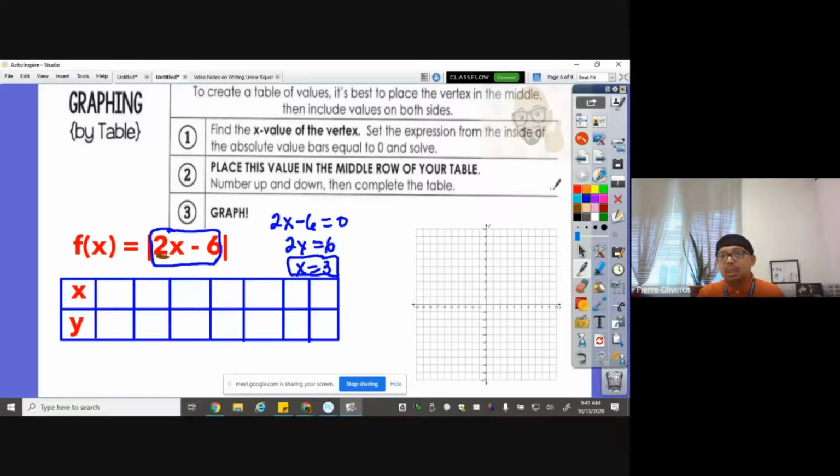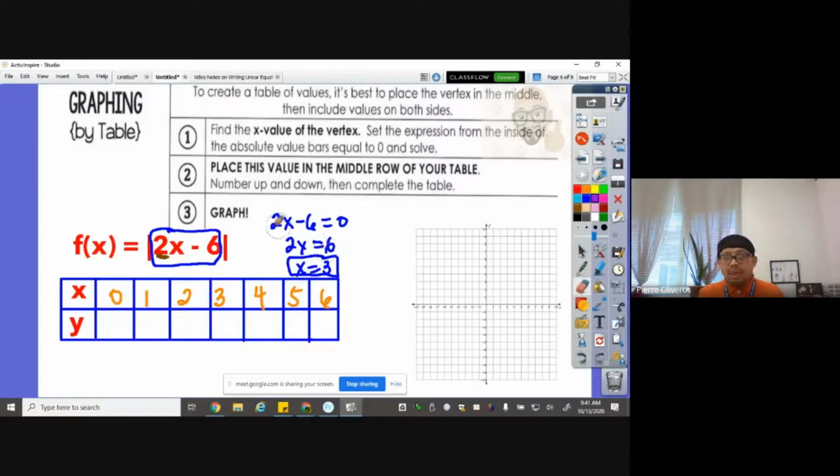And it says here, put it somewhere in the middle. So I can put it over here. That's 3 there. Okay, that's the x value. Place this value in the middle row of your table, then complete the table. So let's pick the numbers on the left side of 3: 2, 1, 0, and on the right 4, 5, 6. Okay, now then graph it.